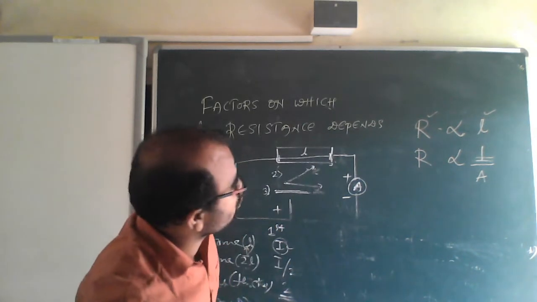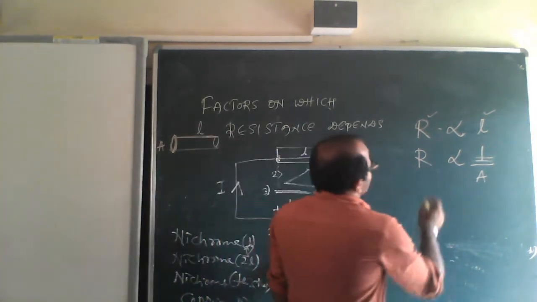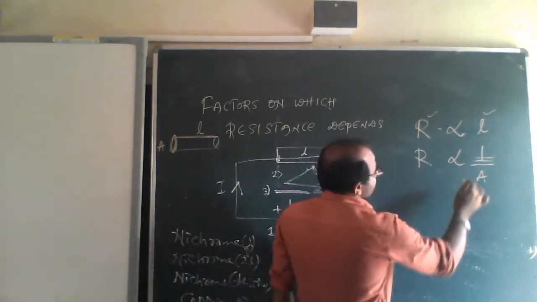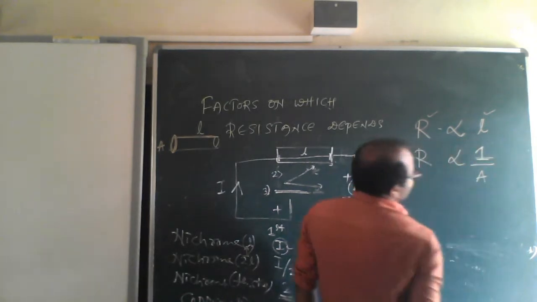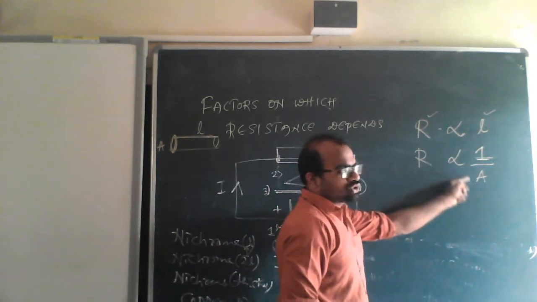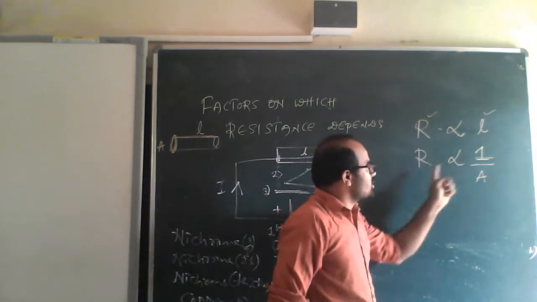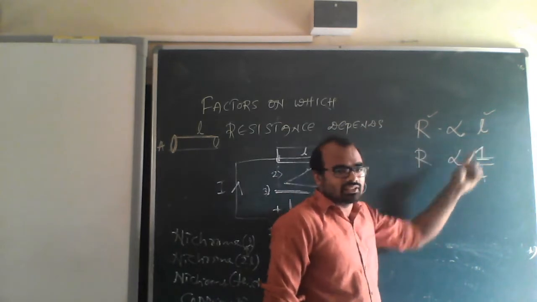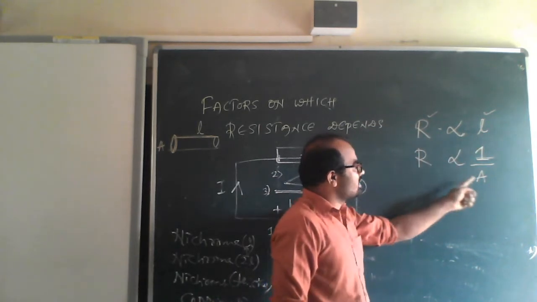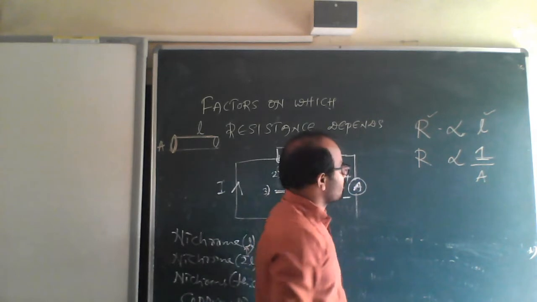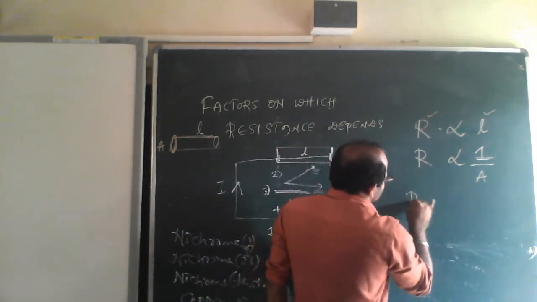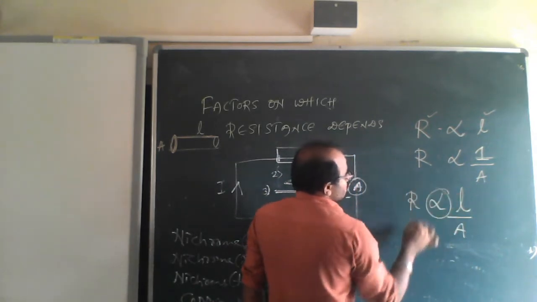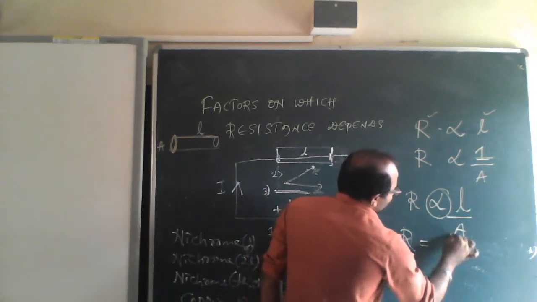R is directly proportional to L. So R is directly proportional to 1 by A here, inversely proportional. This is directly proportional, this is inversely proportional. Directly proportional means as R increases, L increases; inversely proportional means as R increases, A decreases. So including these two, I will write R is proportional to L by A. Now I will remove this proportional symbol: R equal to L by A.